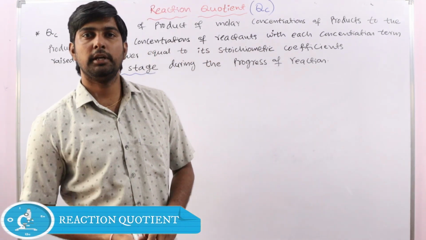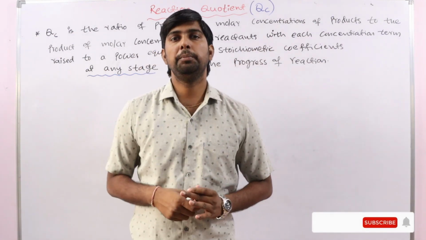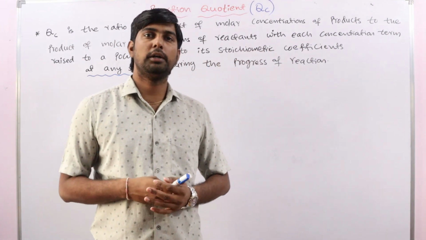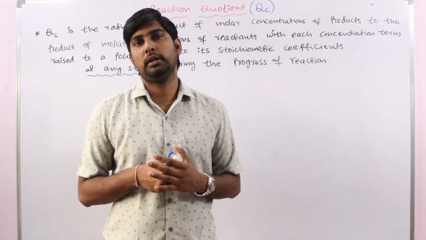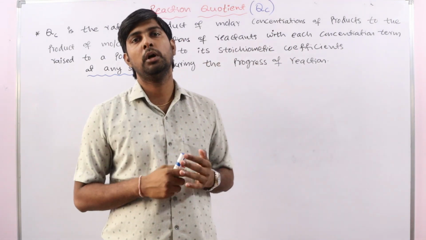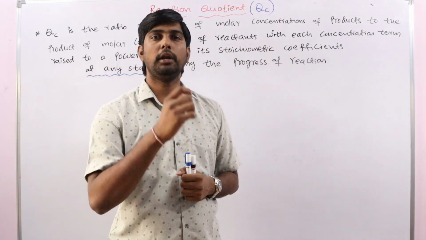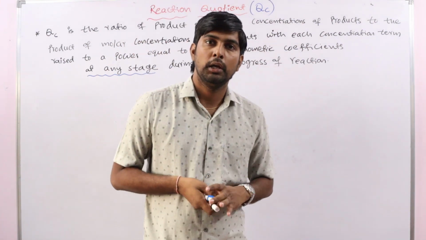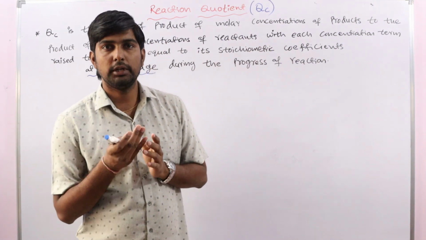In previous lectures we discussed the equilibrium constant, its characteristics, and the factors affecting it. By using the equilibrium constant we can find the ratio of product to reactant at the equilibrium state. But the equilibrium constant can be calculated only if equilibrium is reached. Suppose we want to find the ratio of product to reactant concentration at some other stage; we cannot use the equilibrium constant.